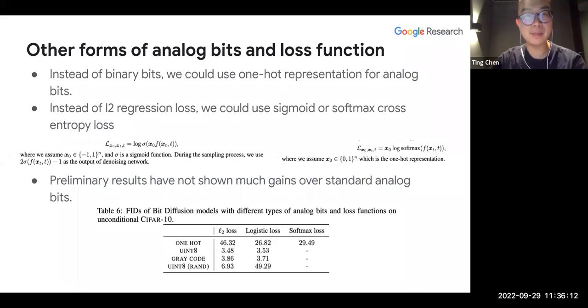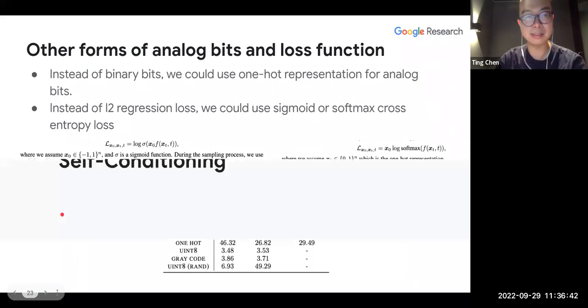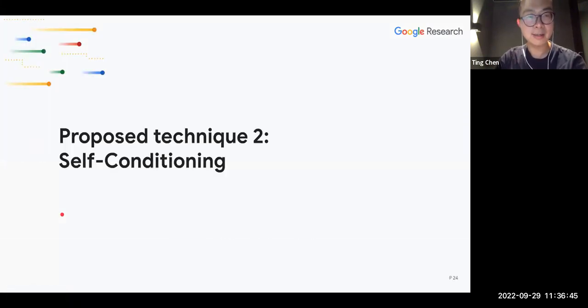Okay, so other forms of analog bits can be utilized as well. Instead of using binary bits, we could use one-hot representation for the analog bits. And as an alternative to L2 regression loss, we can also use sigmoid and softmax loss. I will not go into details here because preliminary results have not shown much gain over standard analog bits. But in the future, this is definitely worth exploring. Okay, so that's the first proposed technique based on analog bits.